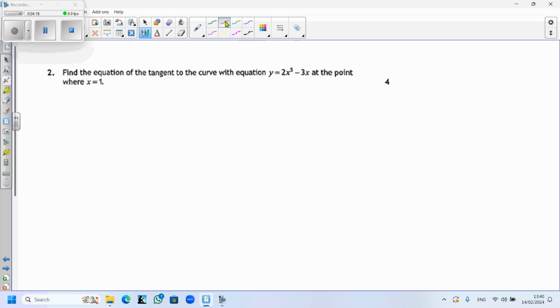Question 2. For this question, it says find the equation of the tangent to the point with the equation y is equal to 2x to the power of 5 minus 3x at a point where x is equal to 1. So when you're doing this, remember you've got your headings point, you've got gradient, and you've got the equation of your straight line. So point, gradient, and equation. So write down your headings, underline them.